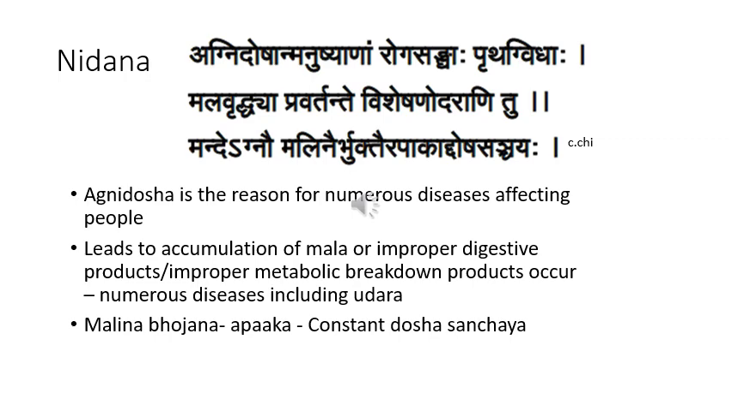Mande agno maliner bhukti. It is due to the malina bhojana we adopt, leading to mandagni or agni dushti, apaka and indigestion. Agni dushti leads to indigestion and dosha sanchaya, accumulation of mala. So this is a cycle. We keep on indulging in malina bhojana, agni dushti keeps on happening, indigestion keeps on happening, accumulation of mala keeps on happening, and Udara is manifested as a result of this.